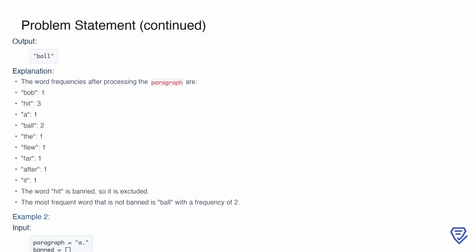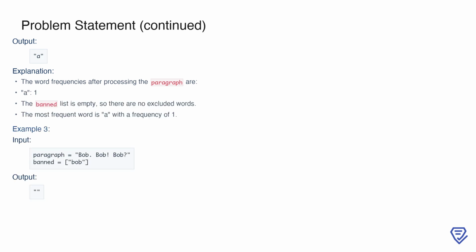In the first example, we have a paragraph that reads, "Bob hit a ball, the hit ball flew far after it was hit," and a banned list containing the word hit. After analyzing the text, we calculate the frequencies of all words as follows: Bob appears once, hit appears 3 times, a appears once, ball appears twice, and so on. Since hit is in the banned list, it is excluded from the results. Among the remaining words, ball has the highest frequency of 2. Therefore, the output for this example is ball.